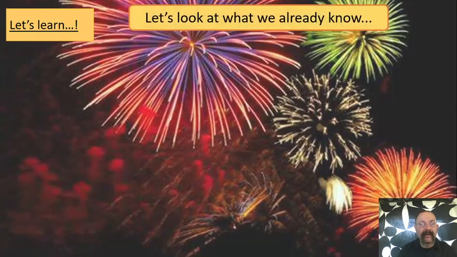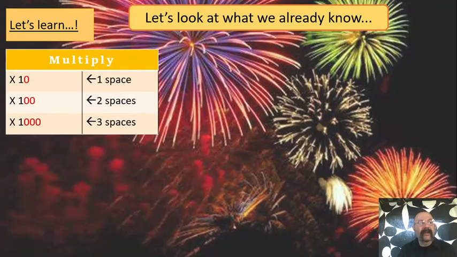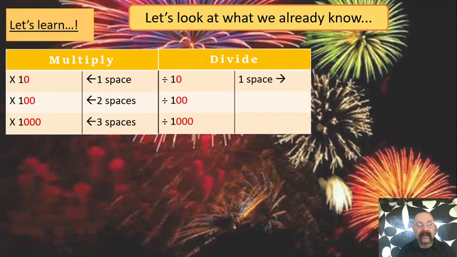So let's have a look at what we already know from multiplying by 10, 100 and 1,000. So if we're multiplying, we move one space to the left for 10. If we're multiplying by 100, it's 2 spaces. And if we're multiplying by 1,000, it's 3 spaces. And I know in class we did discuss the little pattern there with the zeros. That's there to help us. So I wonder if we can use the same pattern for division. So let's have a quick look.